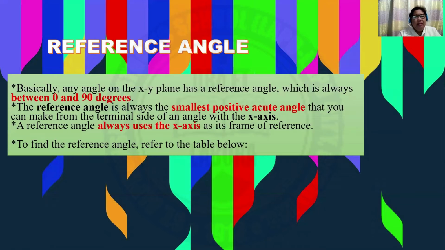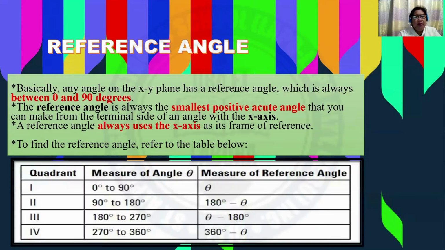To find the reference angle, refer to the table below. In the first quadrant, the measure of the angle is between 0 degrees and 90 degrees. So the reference angle is simply equivalent to the given angle, or the given measure of theta. For the second quadrant, that is between 90 degrees and 180 degrees, the measure of the reference angle is 180 degrees minus the given angle.